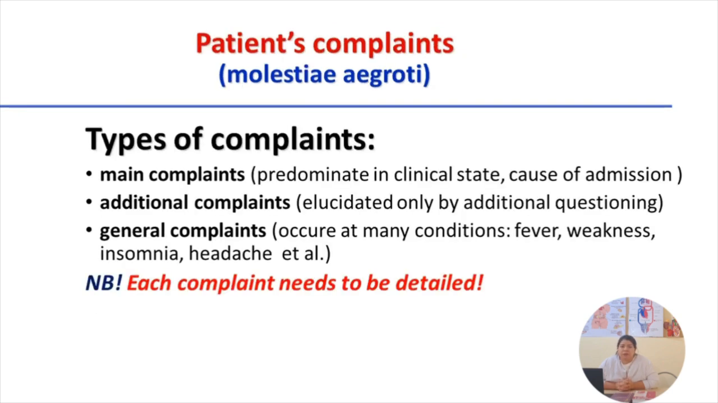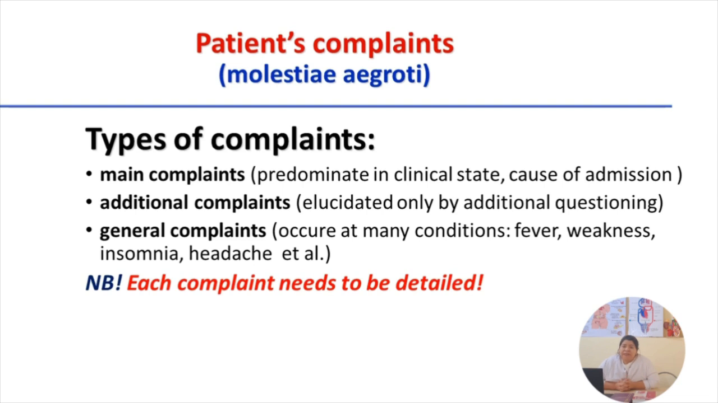And then you start collecting the passport part of the patient. The passport part includes the patient's name, age, sex, residence, phone, workplace, profession, position, time, and type of admission. And then you go into the patient's complaints. There are 3 types of patient complaints: main complaints, additional complaints, and general complaints. Each complaint needs to be detailed.